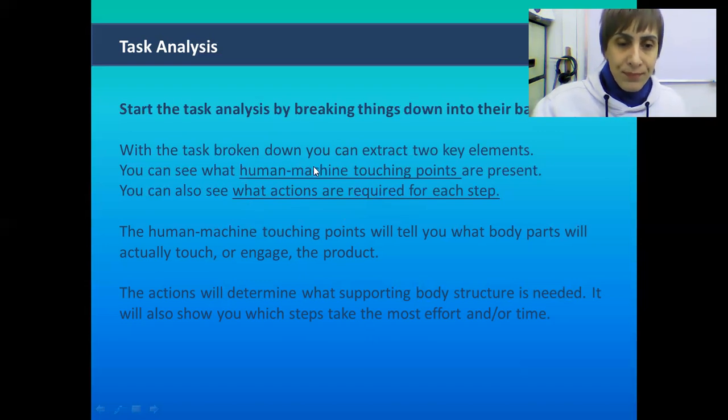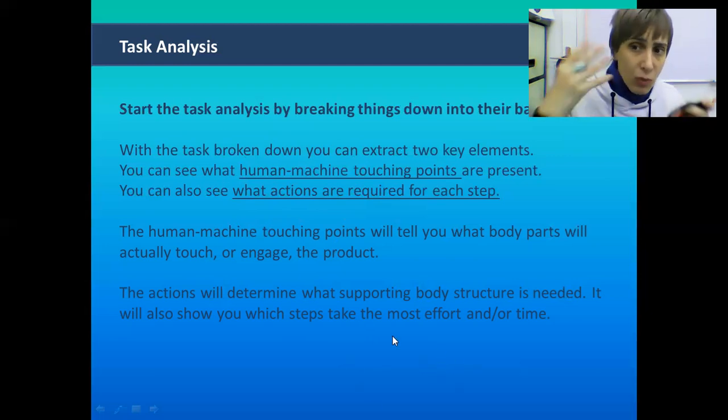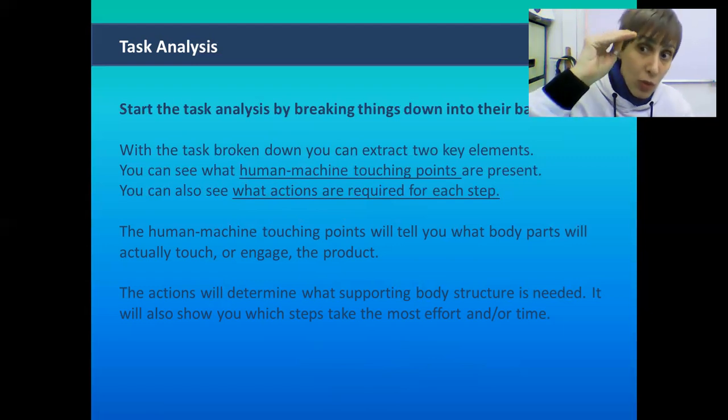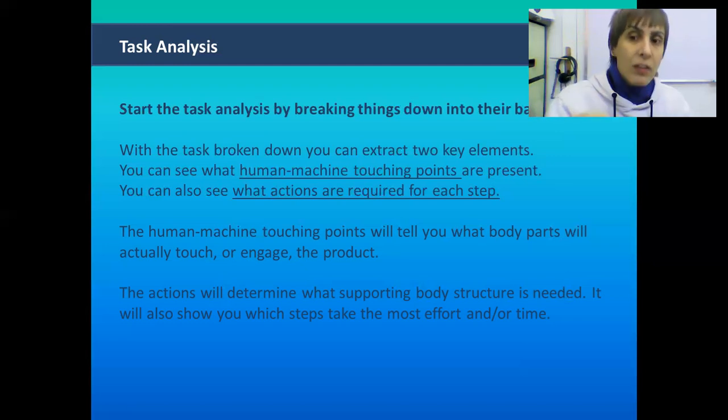Okay. Then you have to describe the actions. Now we will look at an example in a minute, so it will clarify a little more. So we need to say what task we need to do step by step, then identify the human-machine touching points, and then talk about the actions. What exactly happens when I'm using this product?